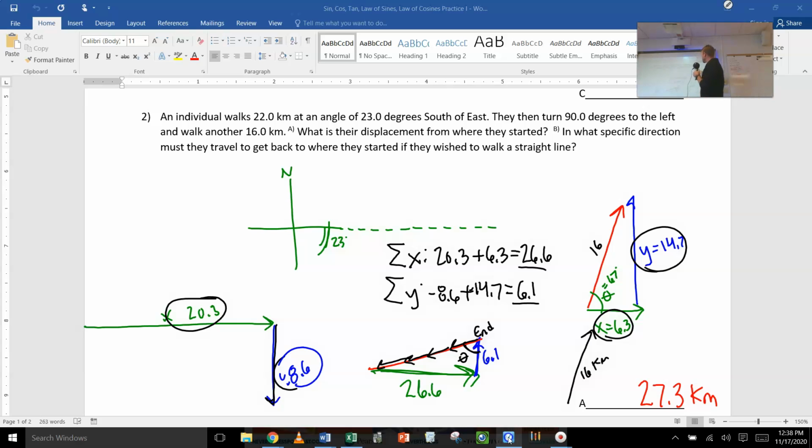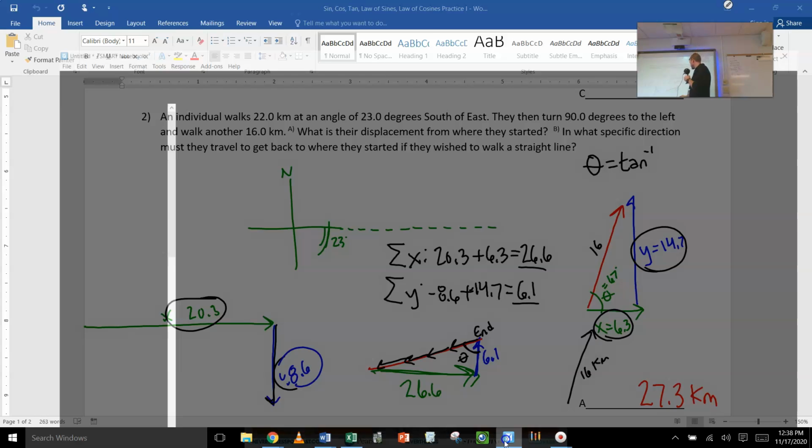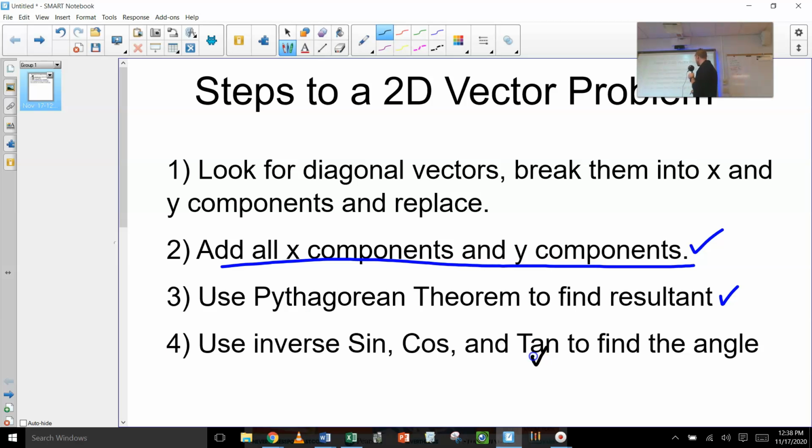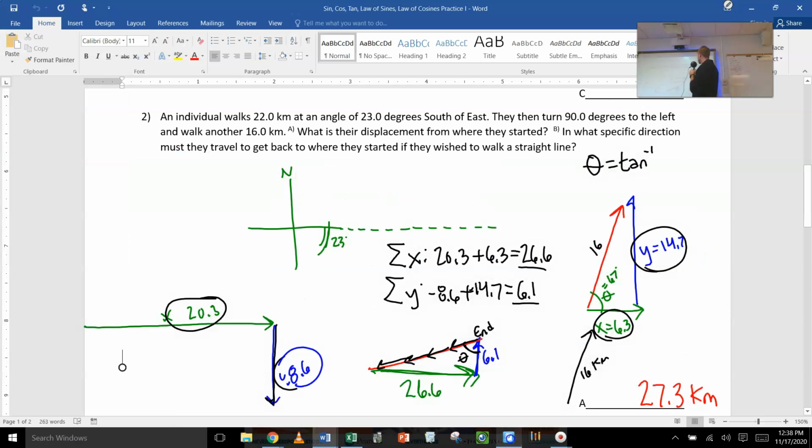We'll use the inverse tangent. Right? That's step 4. Use the inverse tangent. Inverse tangent of 26.6 over 6.1. And then I get an angle of 77.1. And that's going to be this angle right here. This direction is south, so that's going to be west of south.